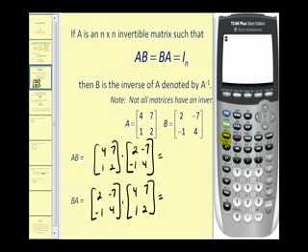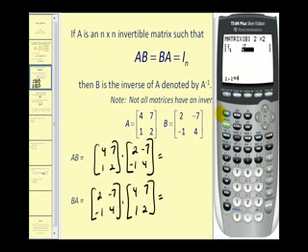So we're going to press second matrix, go over to edit, press enter, and go ahead and enter in matrix A. It's a 2 by 2, and then we have the elements 4, 7, 1, and 2. Let's go ahead and enter in matrix B. Second matrix, go over to edit, and then down to matrix B. Again, it's a 2 by 2, and the elements are 2, negative 7, negative 1, and 4.